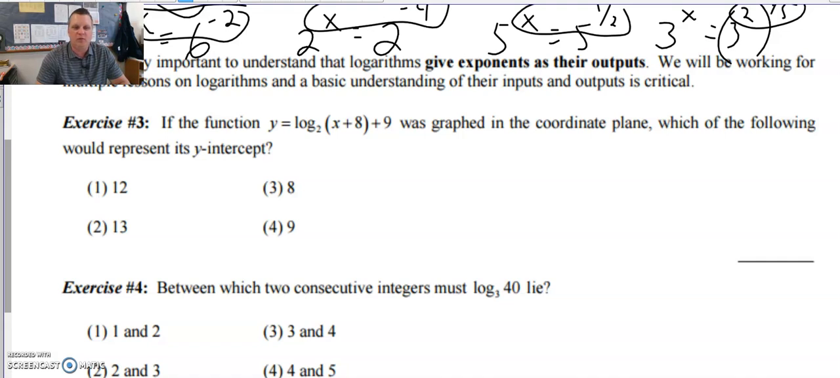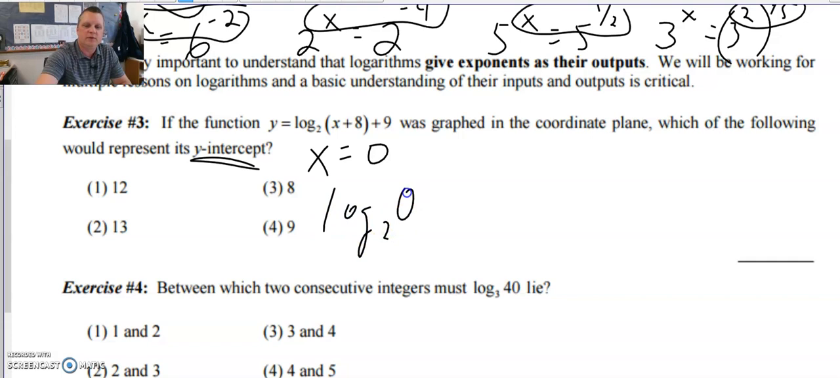If the function y equals log base 2 of x plus 8, plus 9, was graphed on the coordinate plane, which of the following would represent its y-intercept? Of course, you could just graph this on your paper, or on the calculator, sorry. So if we want the y-intercept, remember the y-intercept, x is 0. So you have log base 2 of 0 plus 8, plus 9. Don't forget the y equals.